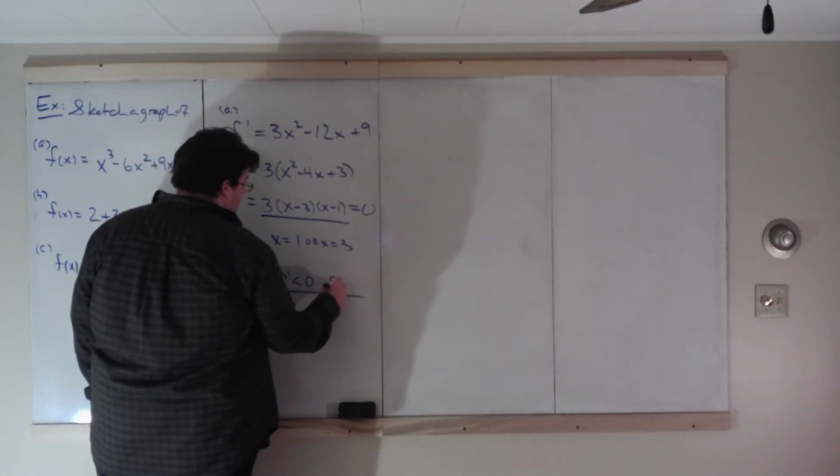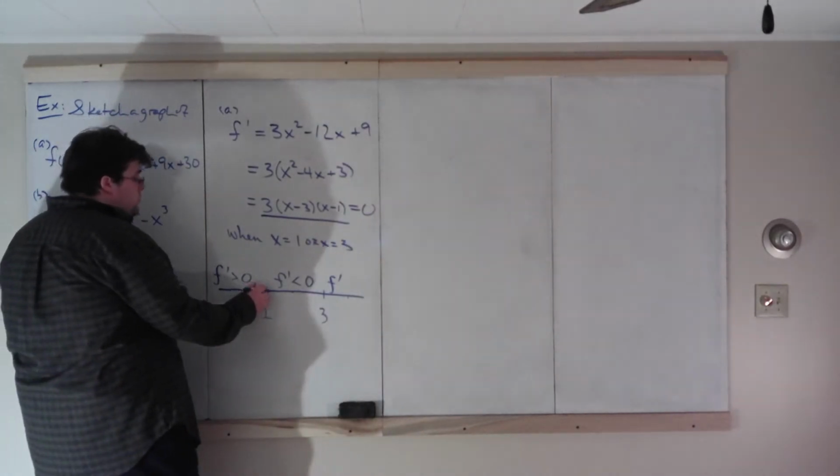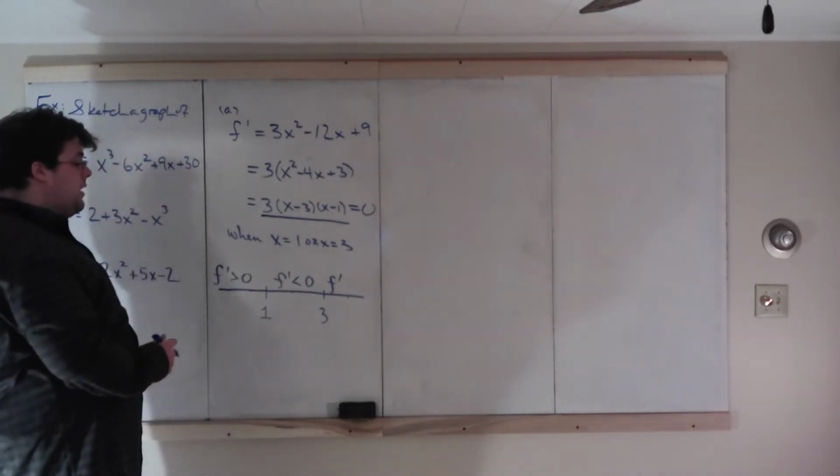And we'll do the same thing over here. F prime, I'll pick 4. 4 is in that interval. Notice we can't choose 1 or 3, because we've always been talking about open intervals.